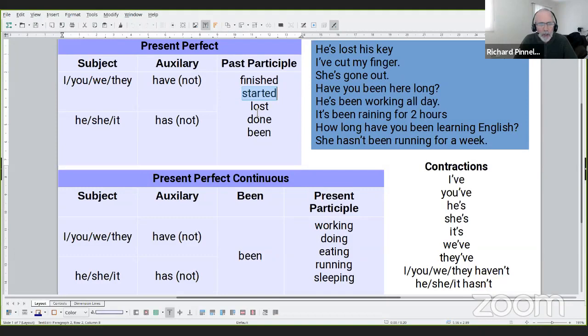But there are many verbs which are irregular. On my website, I have a list and an MP3 file of the irregular verbs. After the class, I'll put a link in the description of this video so that you can download that. Whatever level you're at, even beginner level, you need to learn the irregular verbs. The three irregular verbs here are lost, the past participle of lose, done, the past participle of do, and been, the past participle of be.